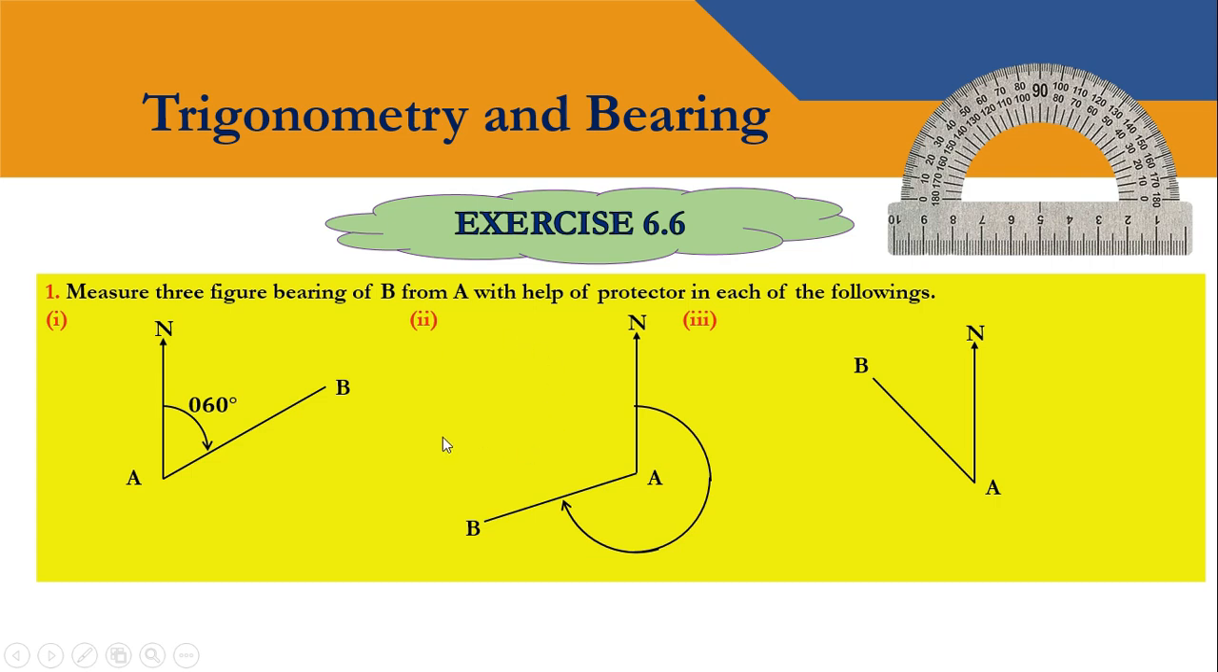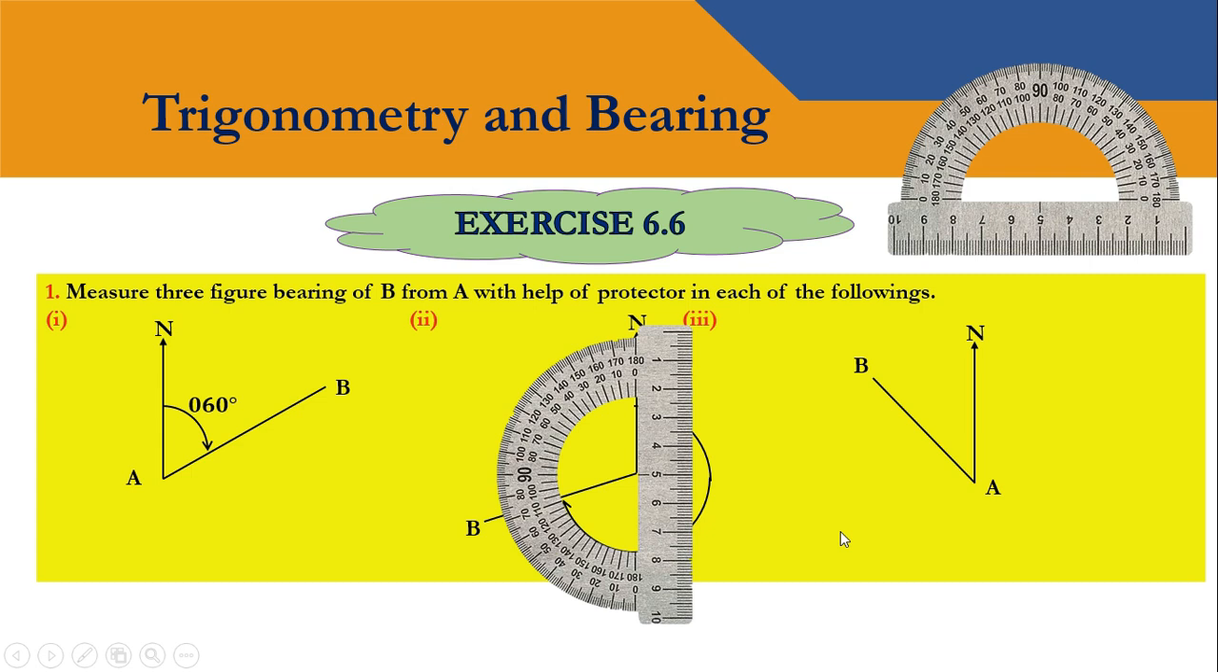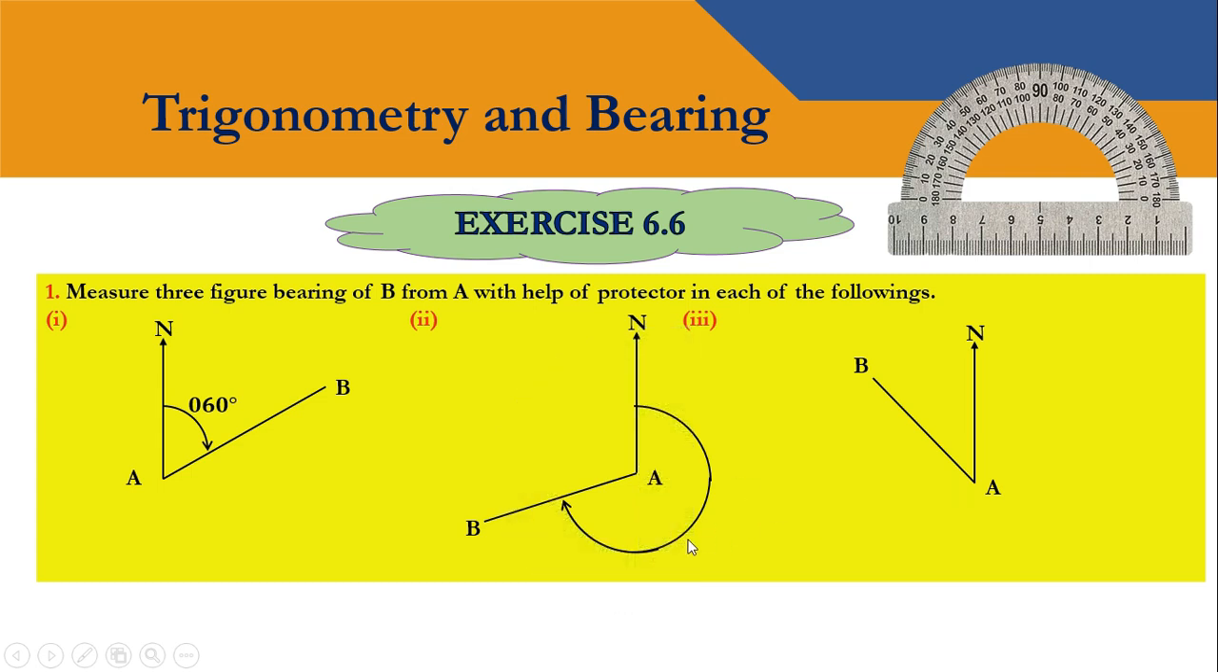Now moving on to the next figure, we need to find the bearing of B from A. We need to find this complete angle. First place the protractor on the north side and read the angle. This angle is 180 degrees. Now again place the protractor in the opposite direction and read the remaining angle. The remaining angle is about 70 degrees. Now add 180 degrees and 70 degrees, you will get 250 degrees. So this is the bearing of B from A for figure number 2.